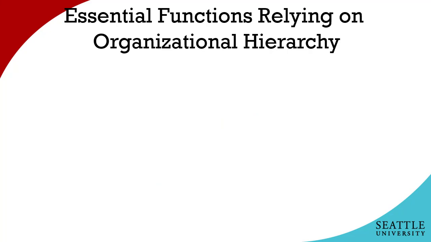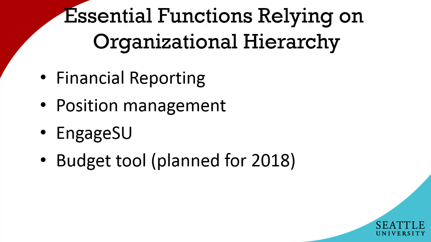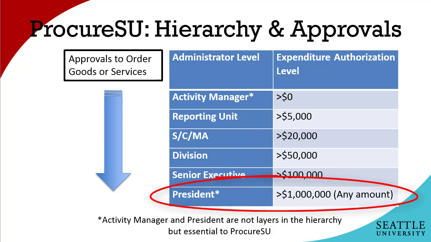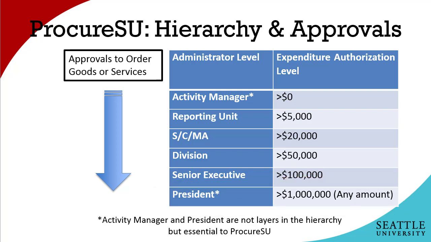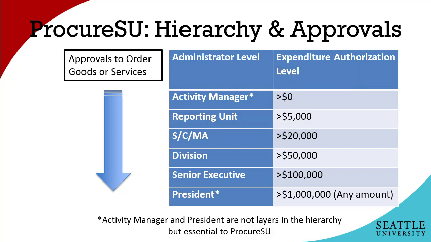Some essential functions relying on organizational hierarchy include financial reporting, where default reporting access is governed by your location within the organizational hierarchy, position management, Engage SU, budget tool, planned for 2018, and Procure SU. In Procure SU, the organizational hierarchy defines who approves requisitions. Note that in this system, institution is not listed, and president is instead the highest level approver. Additionally, activity managers often have the role of approving purchases of less than $5,000.